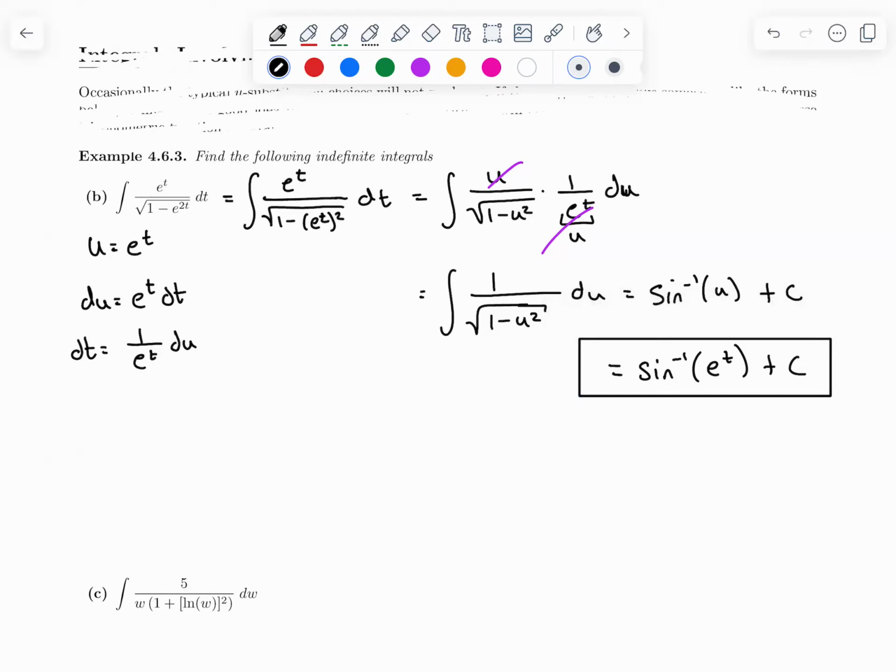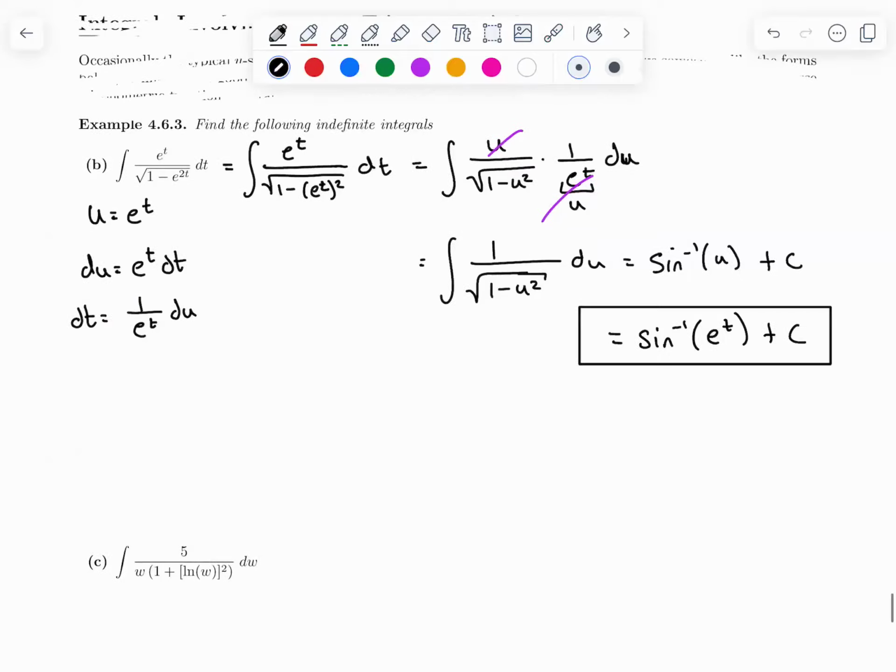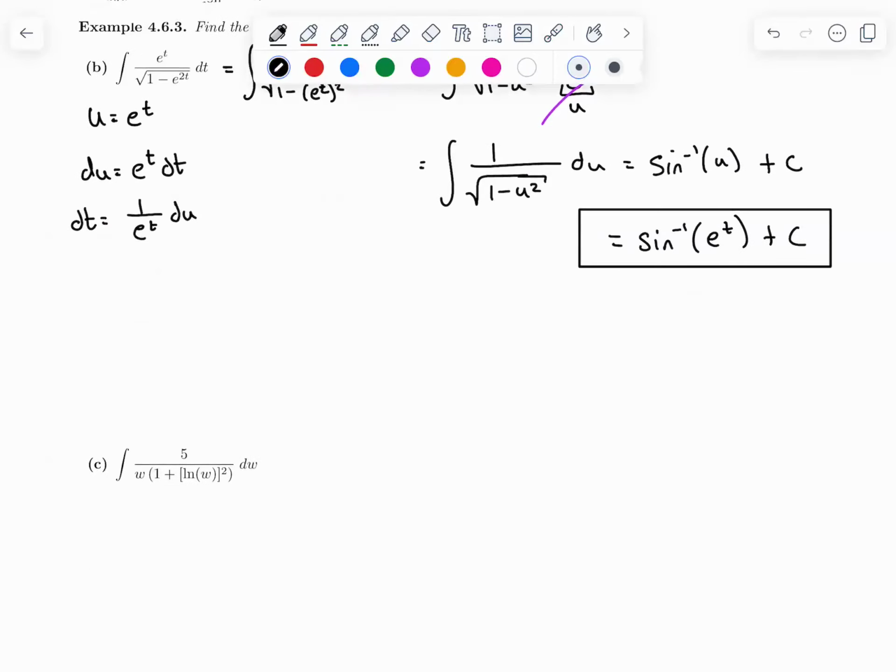This problem is meant to show you that sometimes rewriting things in a different format can bring you ideas. So e to the 2t being e to the t squared is something we can do. In a similar fashion, this one right here. The good news is it does kind of obey what we know, right?